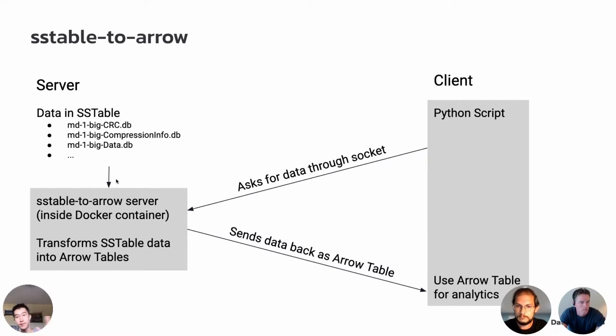Essentially, that tool will take those SSTables, transform them into Arrow tables, and then listen on a network socket that you can connect to in order to grab that data. Then on the client side, we have a sample Python script, which you can grab from the repository that we sent out earlier. That script will go and ask for the data from that server, and the server will send that data back as an Arrow table instead of SSTables, which are harder to parse. And once we have that data as an Arrow table, we can do data analytics or anything we want with it, basically, using the Rapids ecosystem.